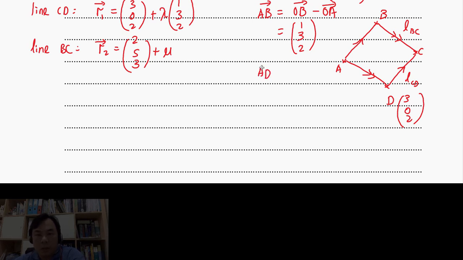So I'm going to work out my directions for AD. So AD is OD minus this. That will be a 2, negative 2, and then a 1. Now there will be 2, negative 2, 1 there.